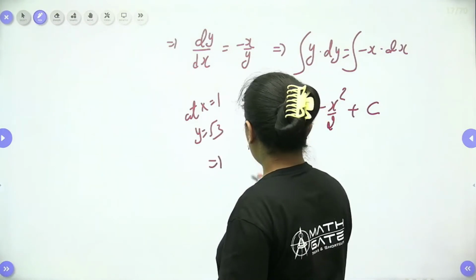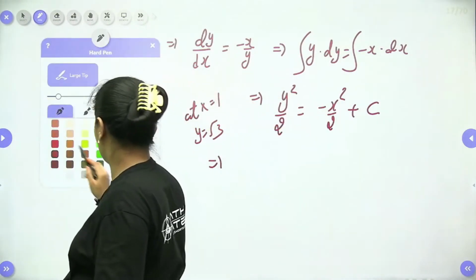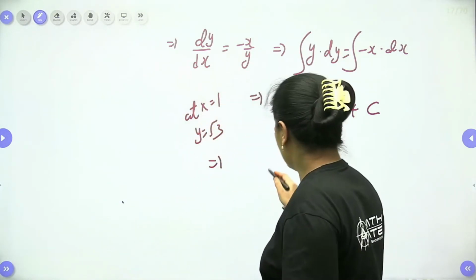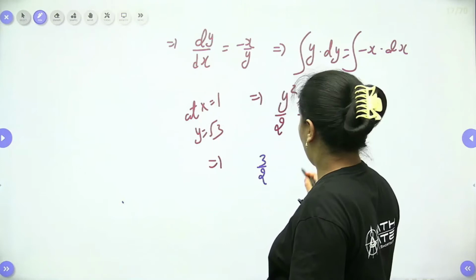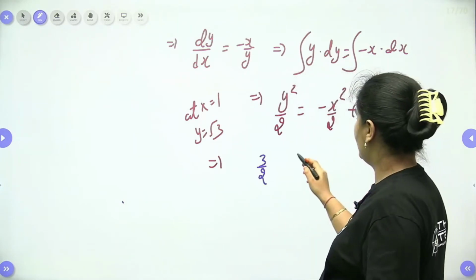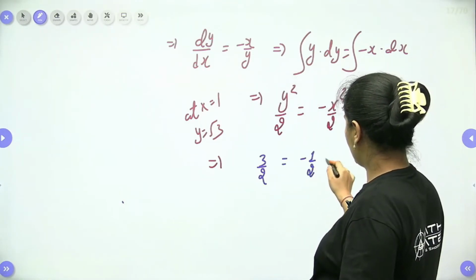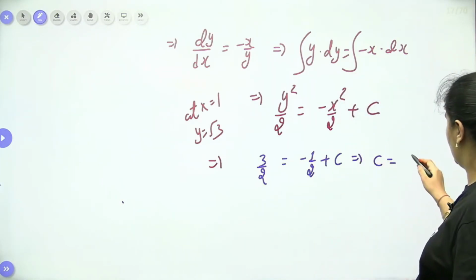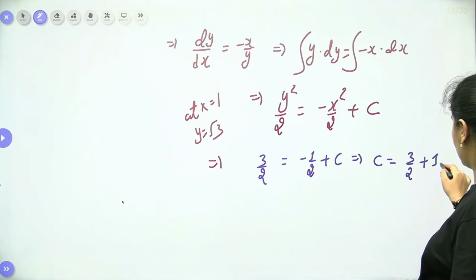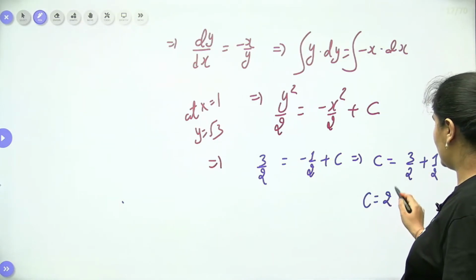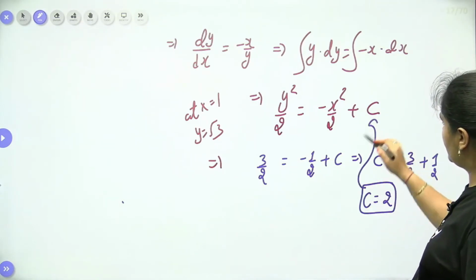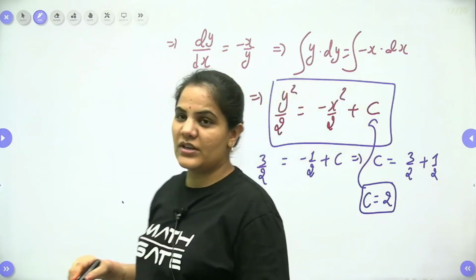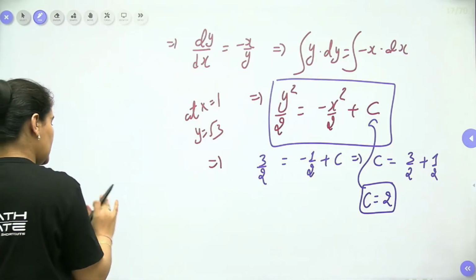So when you put x equals 1, y equals root 3, root 3 square is only 3, right? It will be 3 by 2 at x equals 1. When you approach it, it will be minus 1 by 2 plus c. So it will be 3 by 2 plus 1 by 2, which is 4 by 2, hence c will be 2 only. You can put the value of the constant c right here. When we put the constant, what will be the result? Let me show you.